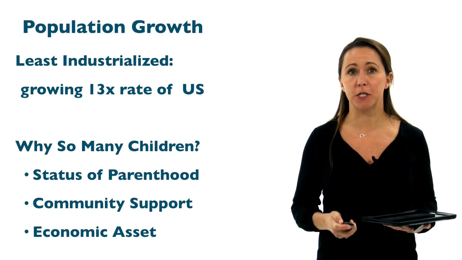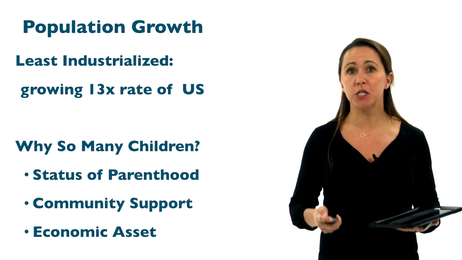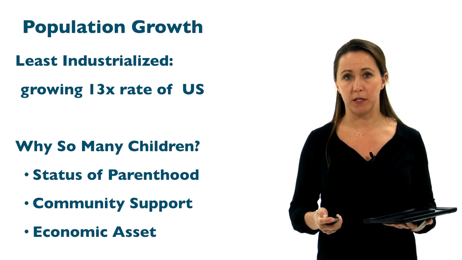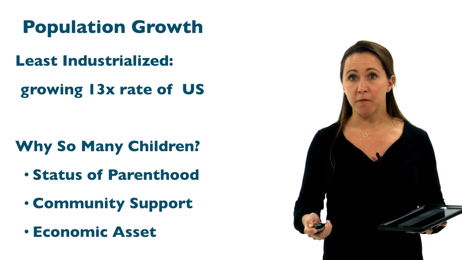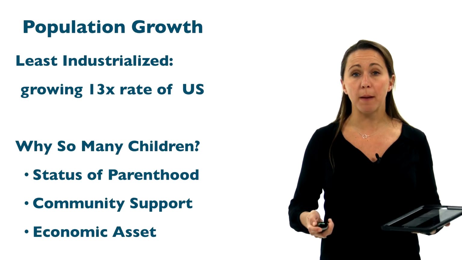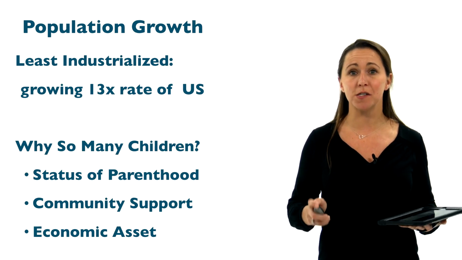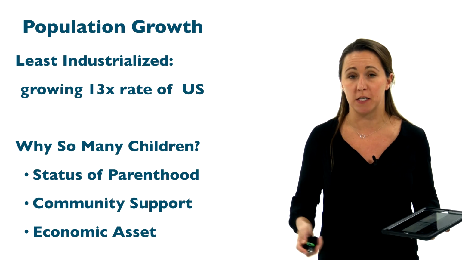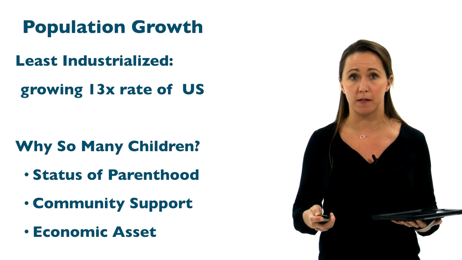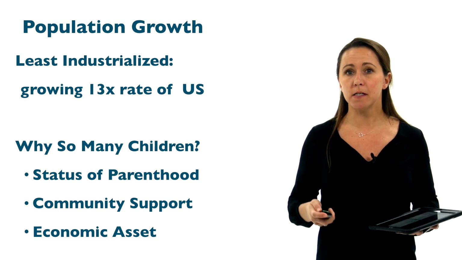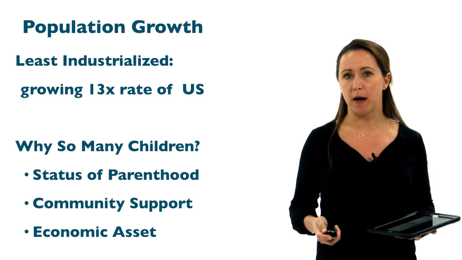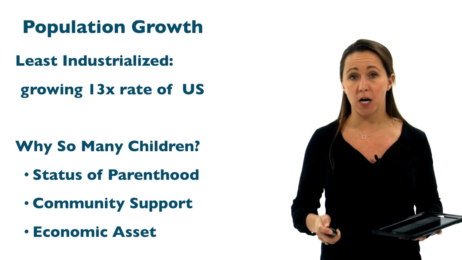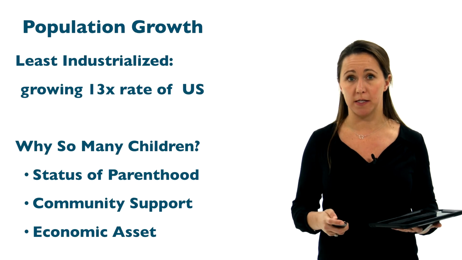When we look at population growth, we know that starvation is the result of poor distribution of food rather than overpopulation. But we also know that the population of these least industrialized nations is growing at a rate 13 times faster than the most industrialized nations, such as the United States. At that rate, the least industrialized nations will double their population in 40 years, whereas it will take 500 years to double the population of the most industrialized nations.